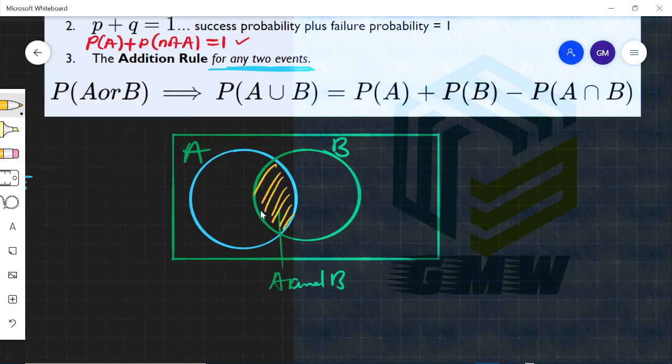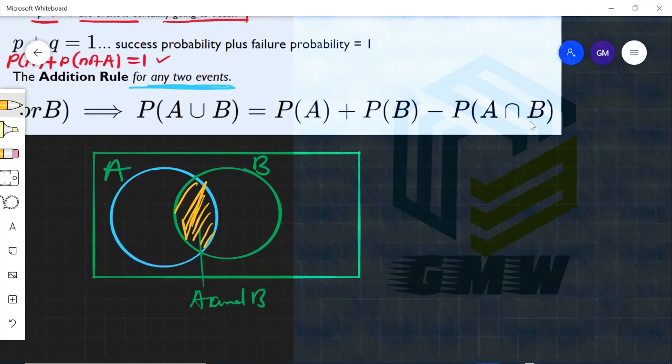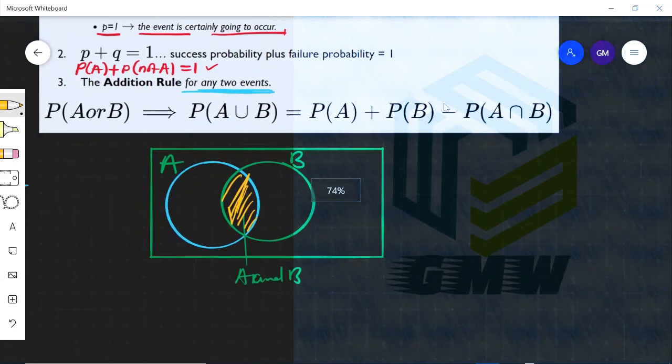Okay, you see it, right? So immediately when I did A, I included the portion. When I do B, I am repeating, so I have to say minus the intersection. Do you get it? So this is the addition rule. Probability of A or B is the same as saying probability of A plus probability of B minus probability of A intersect B, because at that point you would have included it already, right?